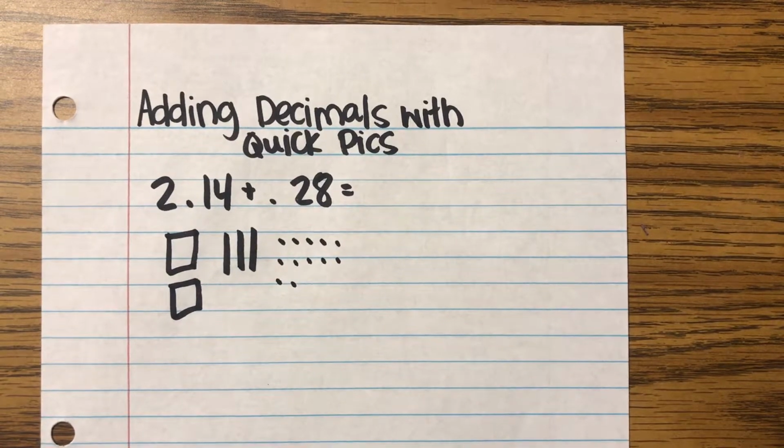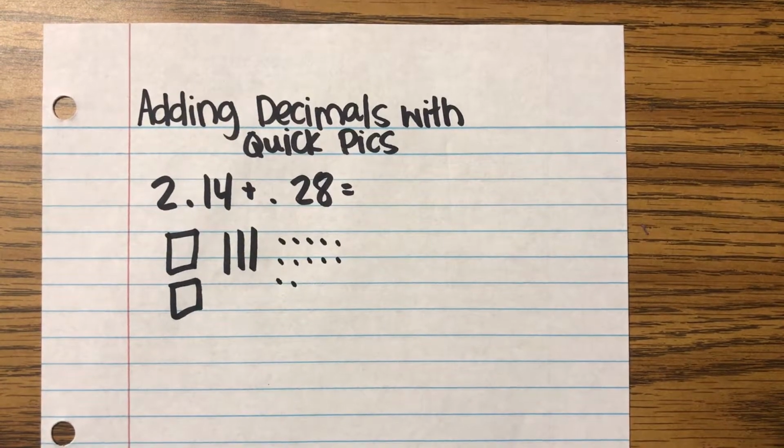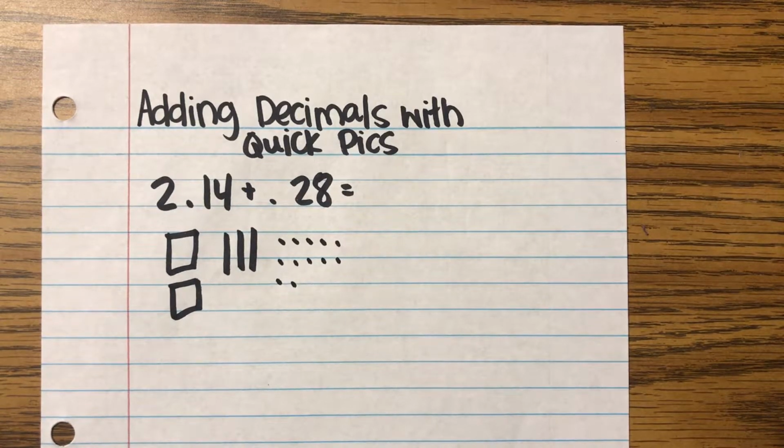Now I need to start counting up. Should I start counting up with my holes or with my hundredths? Do I always start counting up with my biggest or my smallest place value? Always start with my smallest. I start on the right. Just like when I stack up and add, I always start with the place that is closest to the right or furthest to the right.